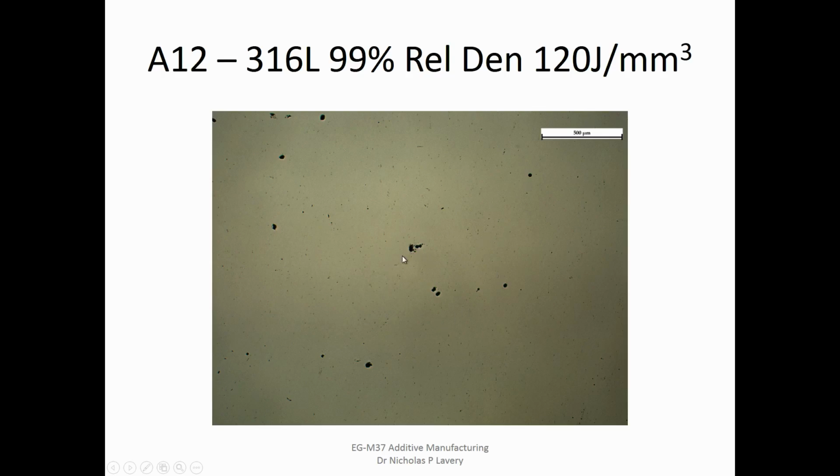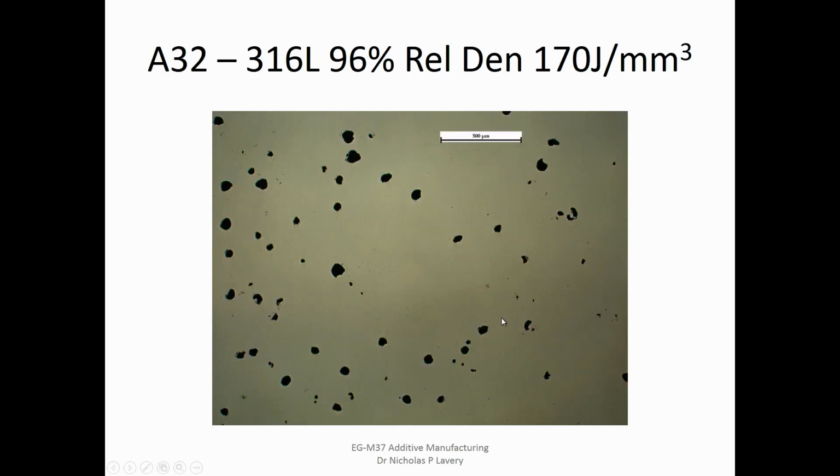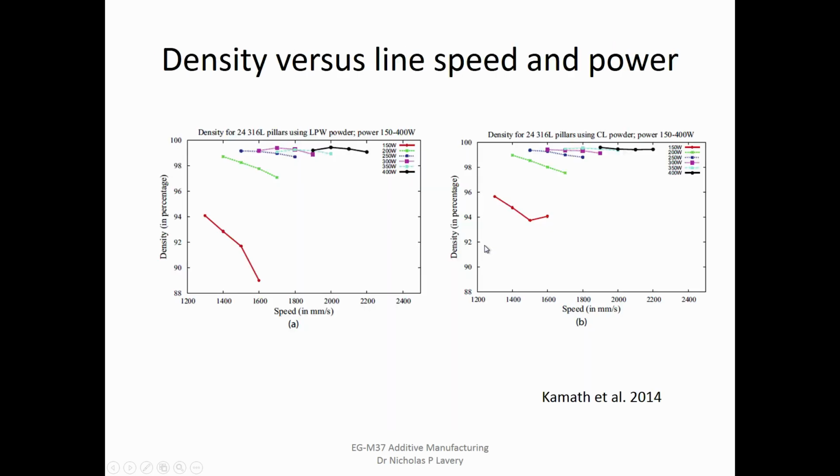So we're talking still macro porosity. What you can't see, obviously, on this is the micro porosity. And then we've gone past the best point, and the pores start to increase. You can see the more rounded shape of the pores.